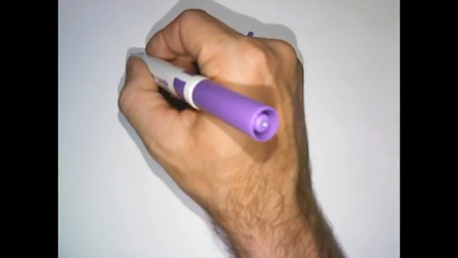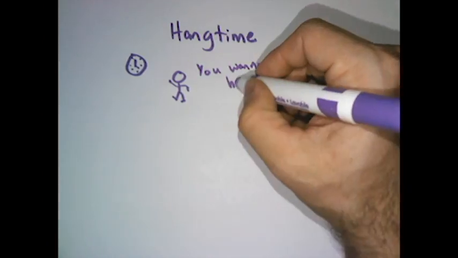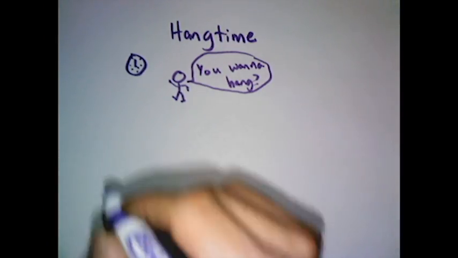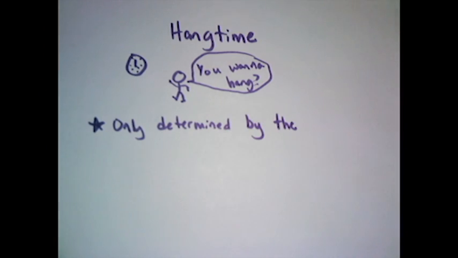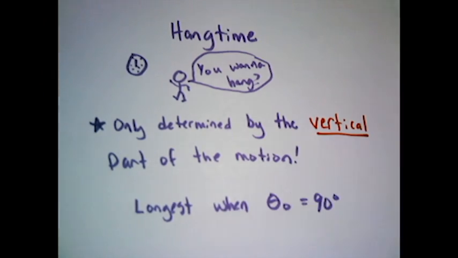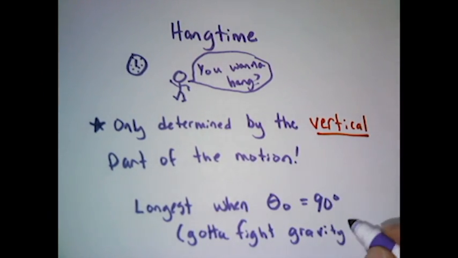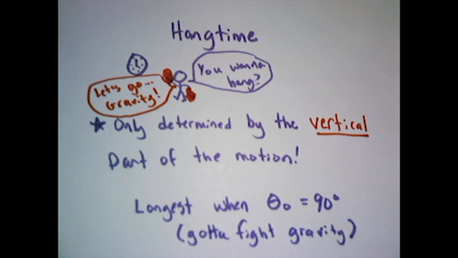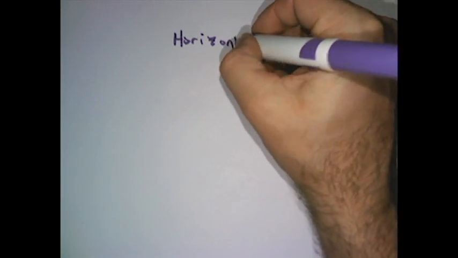Starting with hang time, we think about how long the projectile is in the air. This is only determined by the vertical portion of its motion. The y direction is fighting against gravity, and only the y direction keeps our object in the air. So a 90-degree vertical launch would give me the best hang time. Even though it might not go anywhere, it would stay in the air the longest. That's not the only piece of the picture.